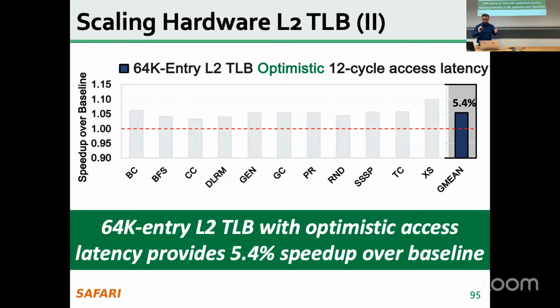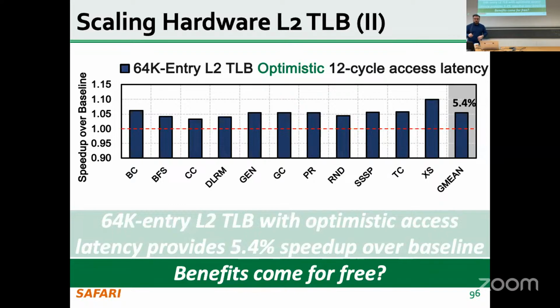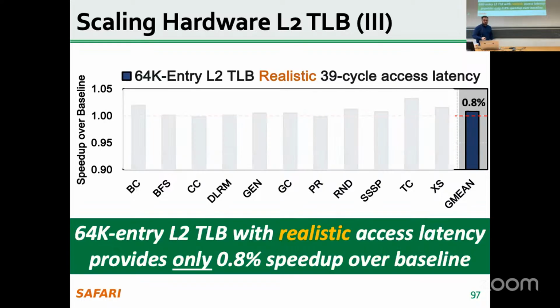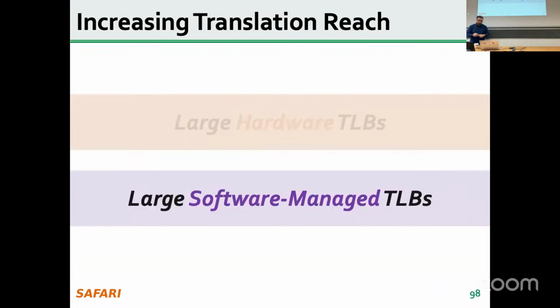So we see that if we use this optimistic access latency, we can provide 5.4% speedup over the baseline system, which is very cool. But this sort of benefit does not come for free. If we use a realistic latency, which might be a 39 cycle access latency to the L2 TLB, then this provides only 0.8% speedup over the baseline system, which means that simply increasing the L2 TLB size is probably not worth it.